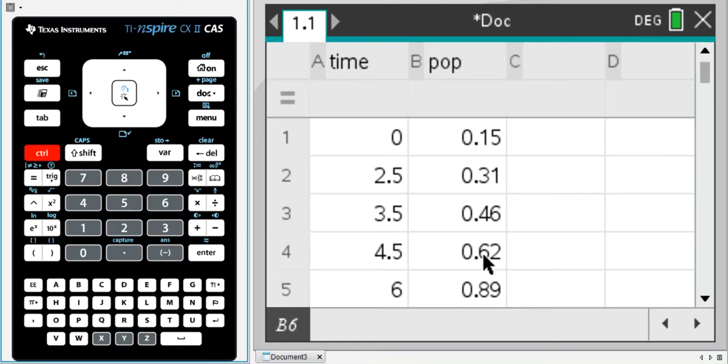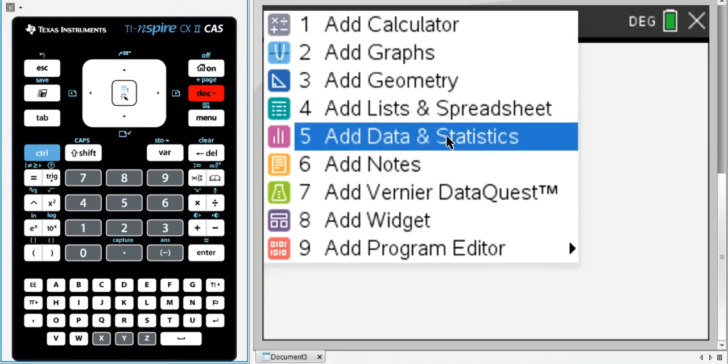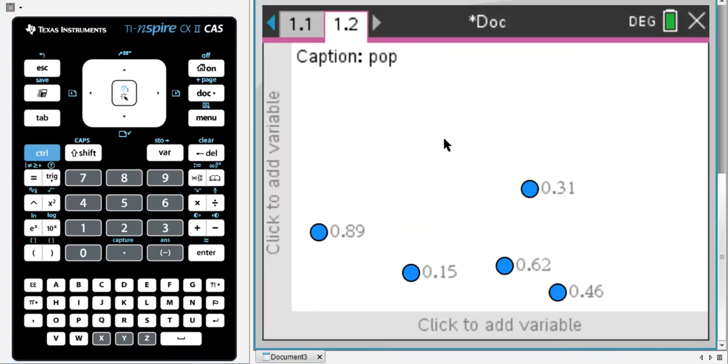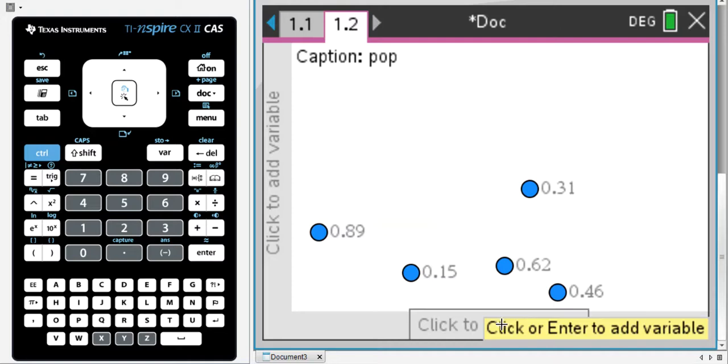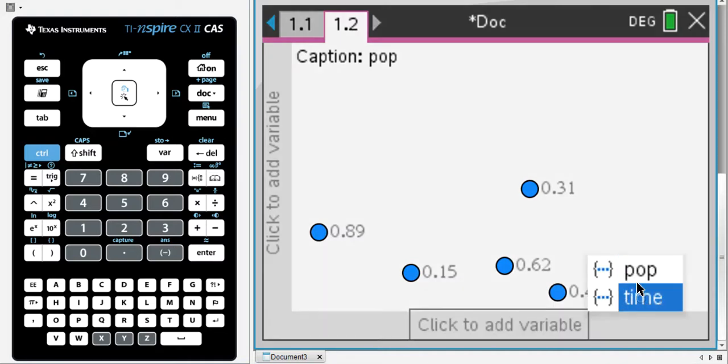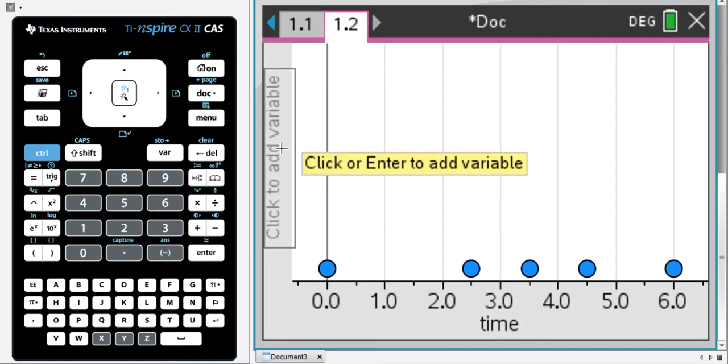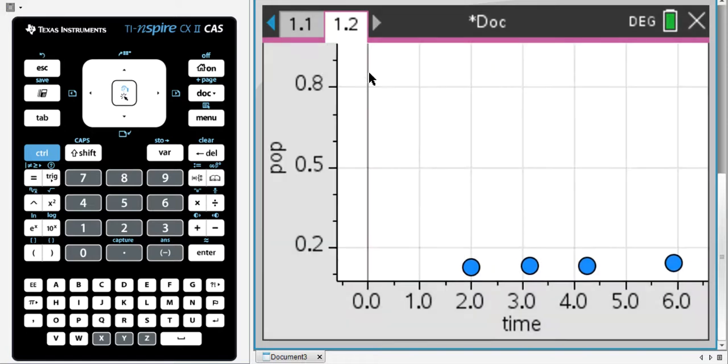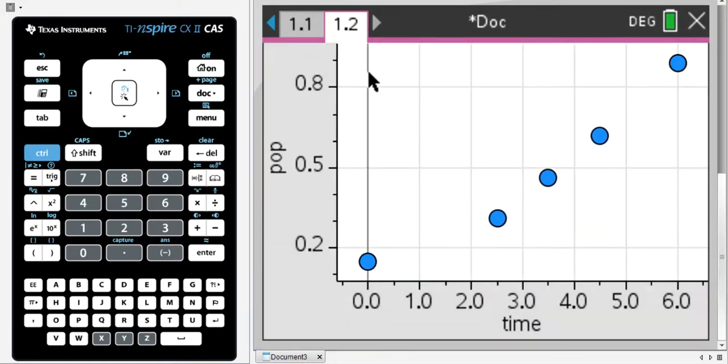We've got the data entered. We'll press Control Doc to add a new page. This time we'll select Data and Statistics page. We'll specify that we want time along the x-axis. That was our first column. And we'll allow for population along the y-axis.